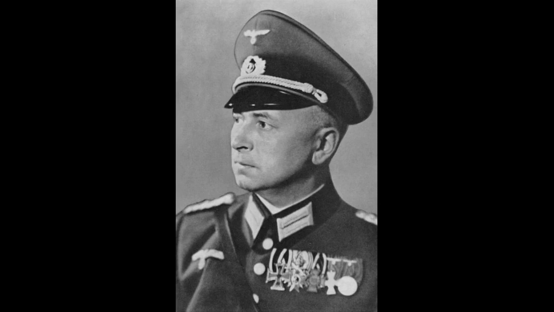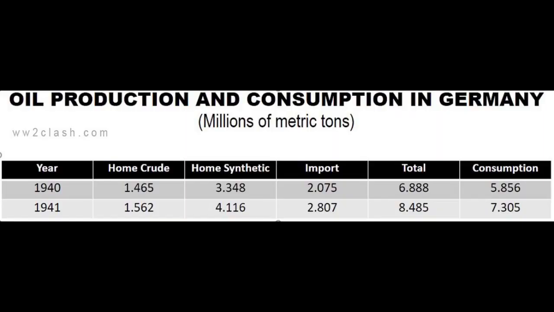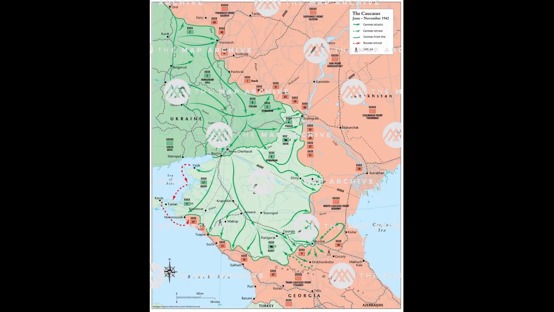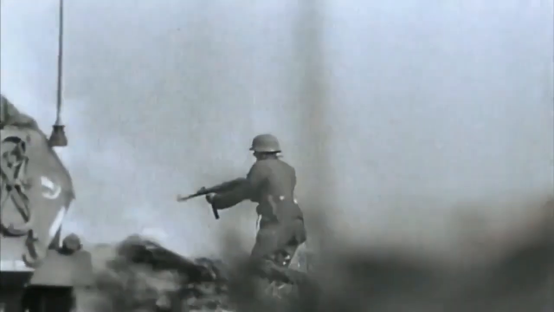Eduard Wagner, the most important quartermaster general during Operation Barbarossa, had come to tragic conclusions in August of 1941. With the current rate of consumption, the Wehrmacht will effectively run out of fuel to sustain any big offensive operations of more than one army group by October. Hitler was aware of the severity of the oil situation by all accounts. If I don't get the oil of Maikop and Grozny, then I must finish this war. Hitler was aware of the severity of the oil shortage long before planning for Operation Fall Blau. In fact, the Axis oil deficit was the main reason why Hitler invaded the Soviet Union in the first place.